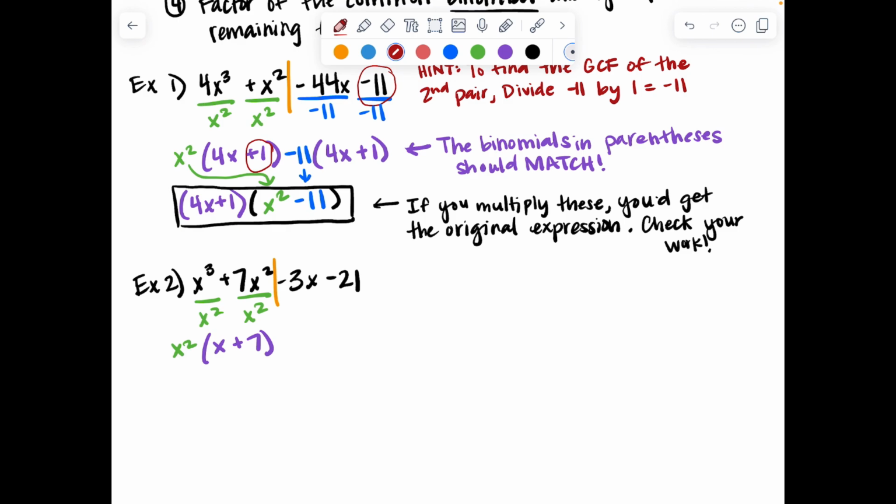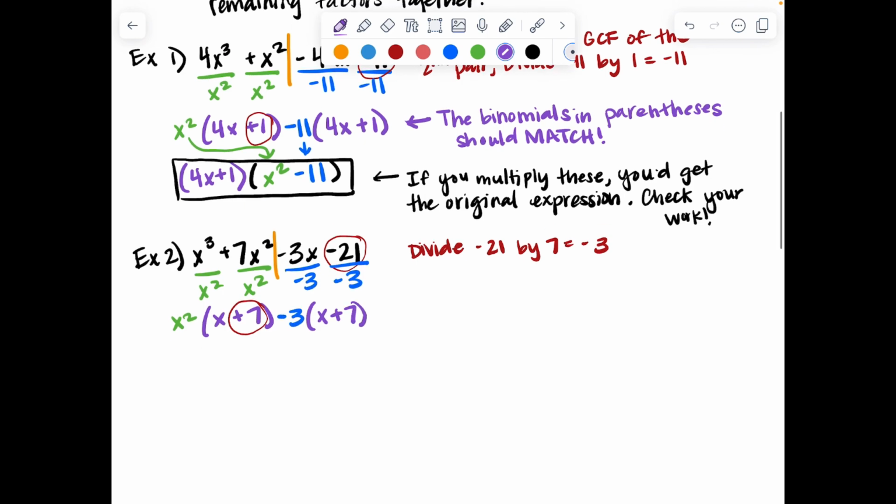And remember, I can divide negative 21 by positive 7. That would be negative 3. So that tells me what to factor out from the second set. So I'm going to write that here. What's left inside the parentheses will be x plus 7. Remember, those binomials should match. So then we have x plus 7 and the remaining terms of x squared minus 3.